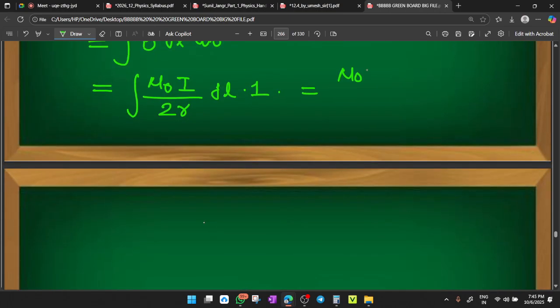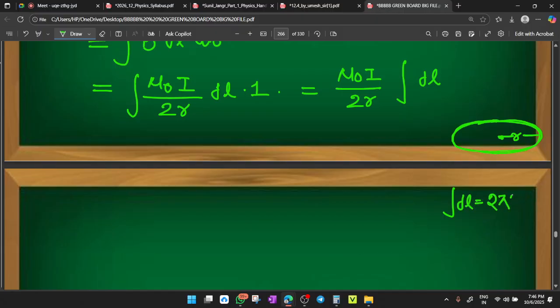So mu naught I upon 2R inside the bracket dl. dl means the integration of the length vector. When there is a circular loop of radius R, the total length of the loop will give you the total integration length, integral dl equals 2 pi R. Yes or no? The total length becomes 2 pi R. So mu naught I upon 2R multiplied by 2 pi R.